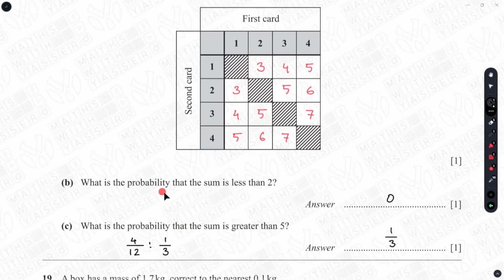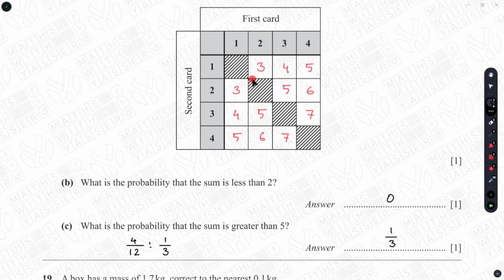Then it says, what is the probability that the sum is less than 2? Since our result shows none of the sums has a value of 2, therefore the probability is 0. Then it says, what is the probability that the sum is greater than 5? So for that, first we need to look into the numbers which are greater than 5. How many are there? So this, and these 4 numbers are greater than 5.